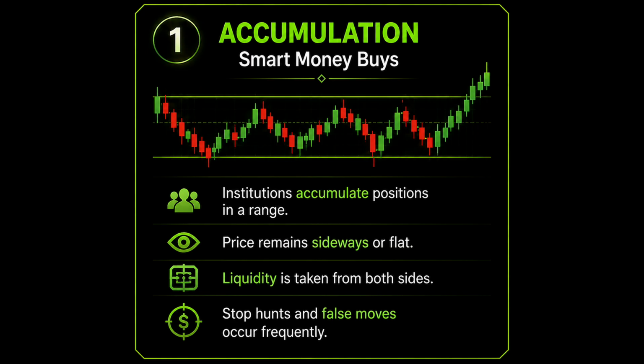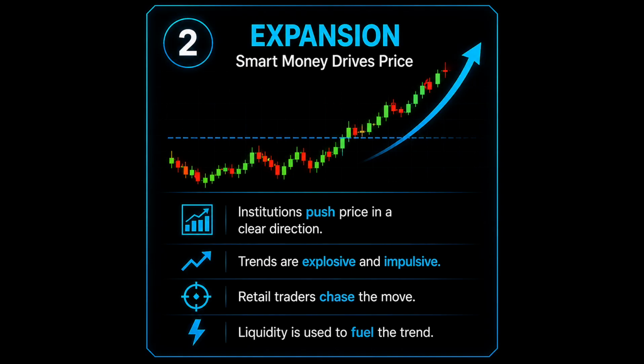Liquidity is collected from both buyers and sellers through stop hunts and false breakouts. Retail traders become frustrated because price seems to go nowhere. But behind the scenes, smart money is preparing for the next major move. Once enough positions have been accumulated, the market enters the expansion phase. This is where institutions drive price aggressively in one direction. Market structure becomes clear, momentum increases, and strong trends begin to develop.